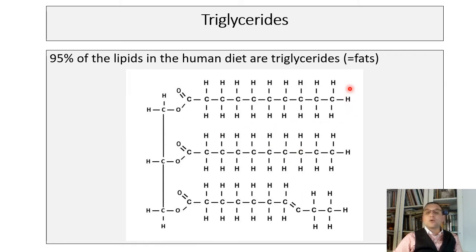Here in these molecules, you see that this tail of the molecule is saturated. There are no double bonds in here, so it's a straight molecule. Another straight molecule is here, another saturated fatty acid. But this molecule has a double bond, which creates a kink in the molecule. That is a monounsaturated fatty acid. Mono means one, so it has one double bond in here.